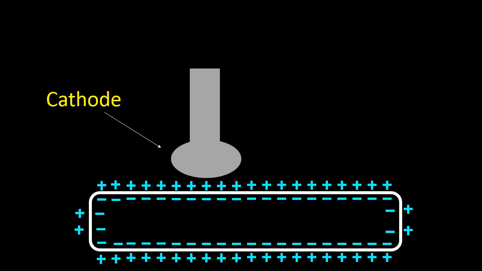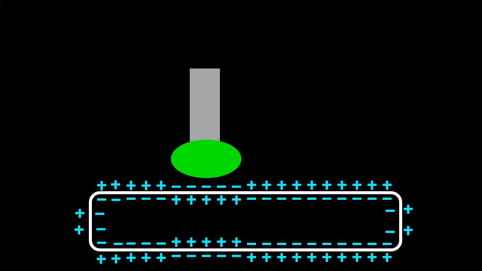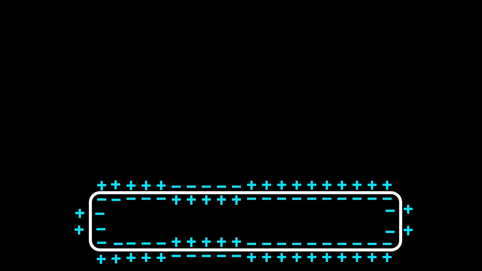Now I am introducing a cathode and activating it. This will produce a shift in the membrane polarity under the cathode. This will be so because the cathode will induce positive charges to go from the extracellular space into the axon just below it. In this frame, I have removed the cathode to better visualize the membrane and the distribution of potentials.